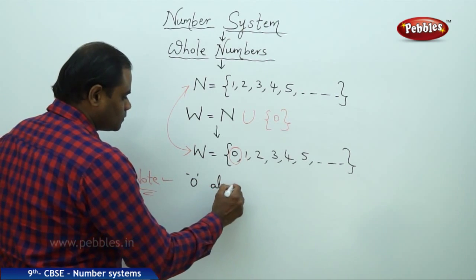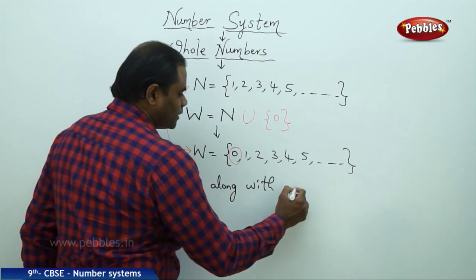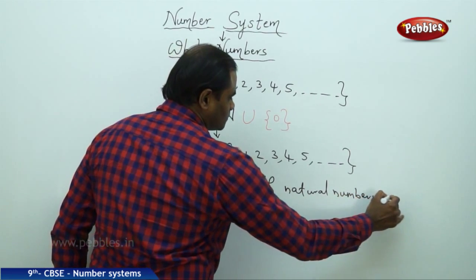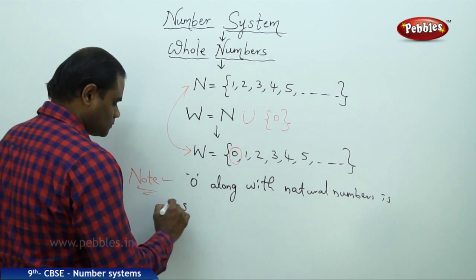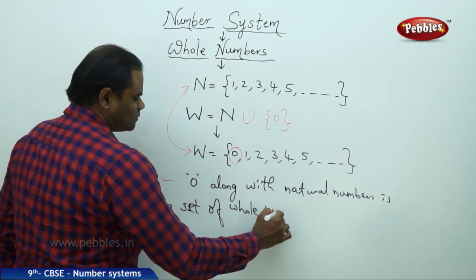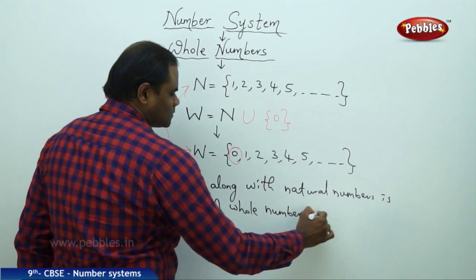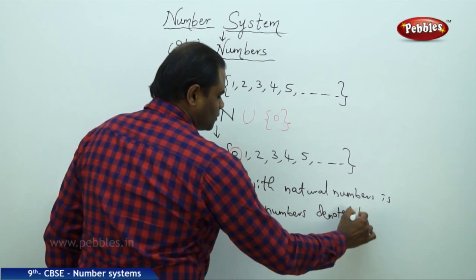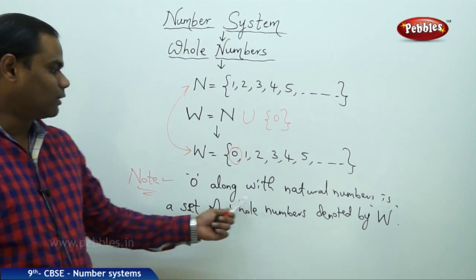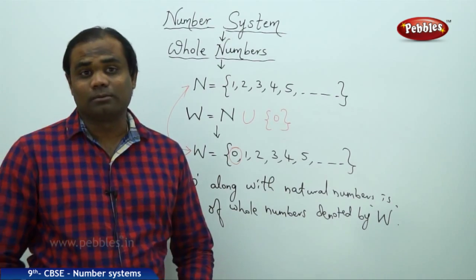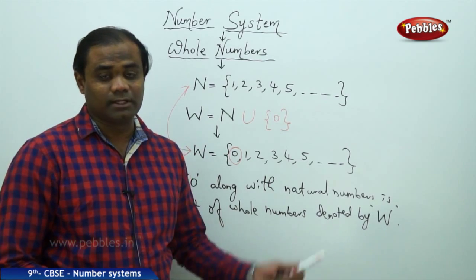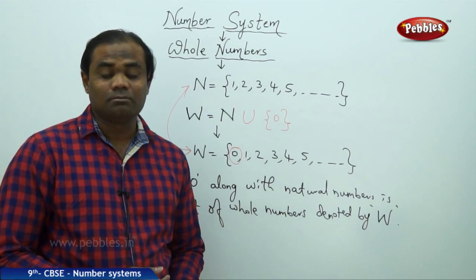Zero along with natural numbers is a set of whole numbers, and this is denoted always by capital W. 0 along with natural numbers is a set of whole numbers denoted by capital W. Let's do some example problems to understand the concept of whole numbers better.